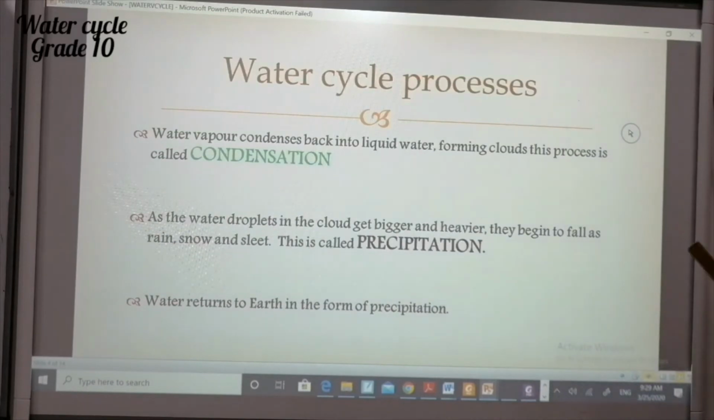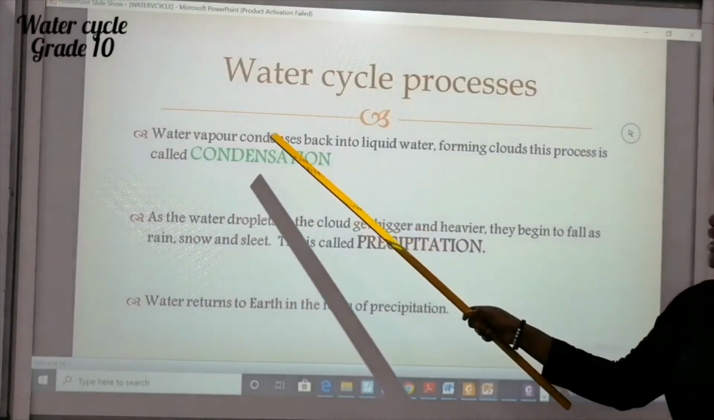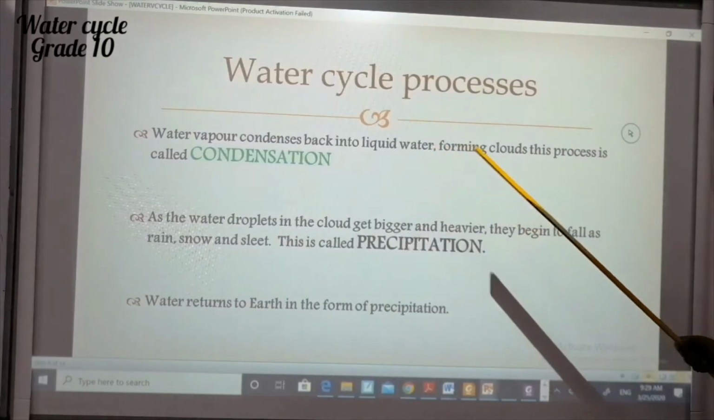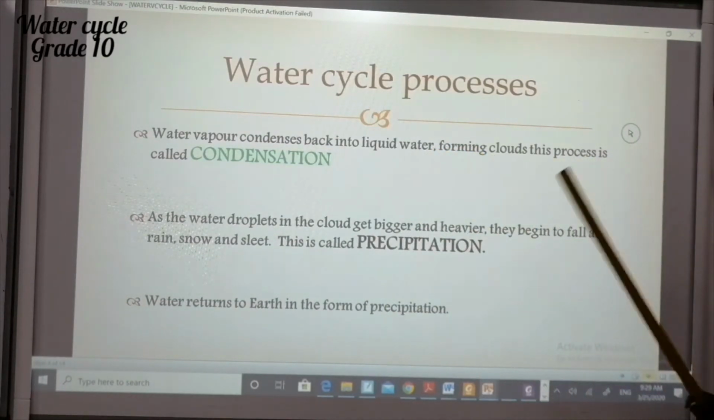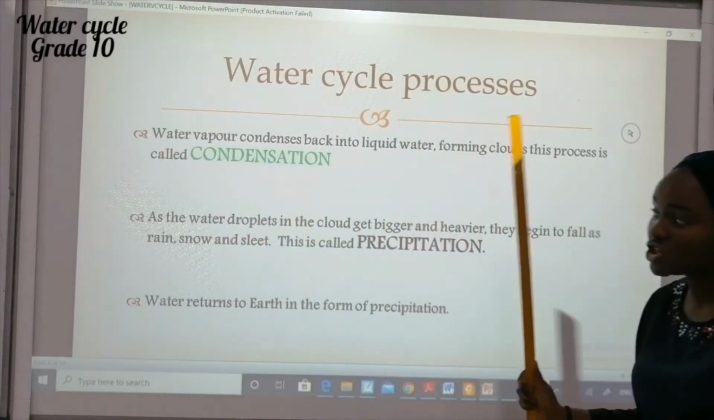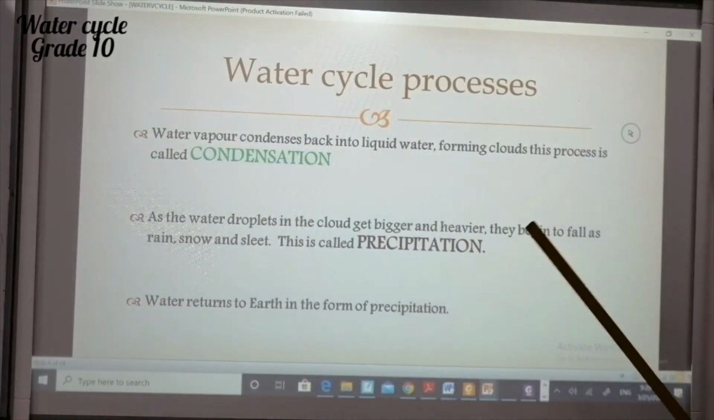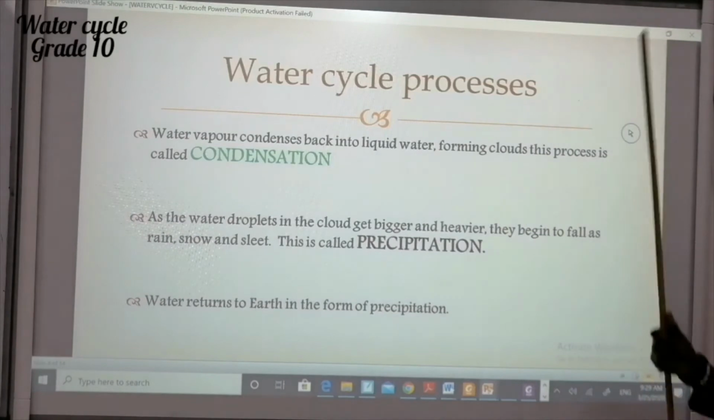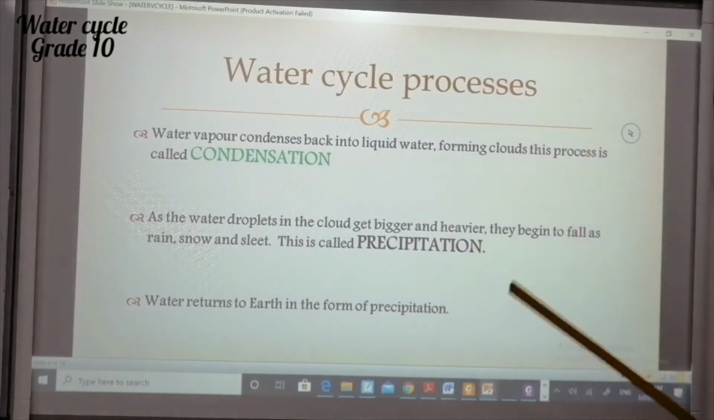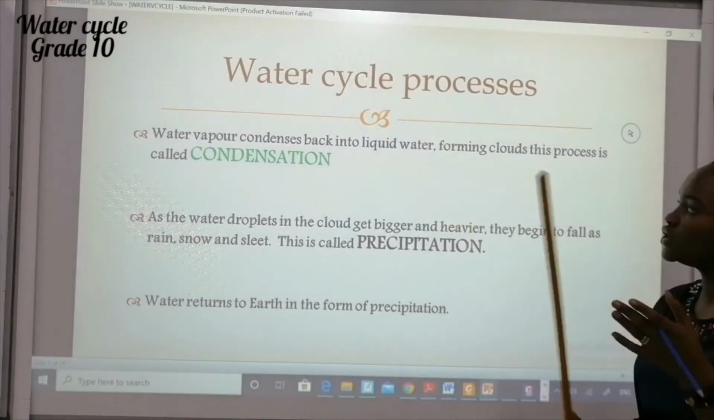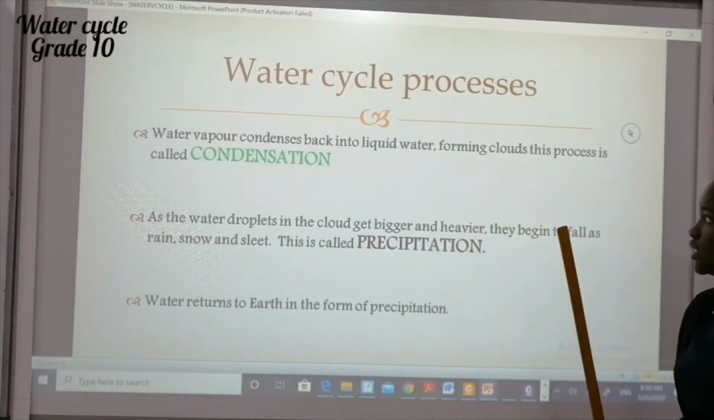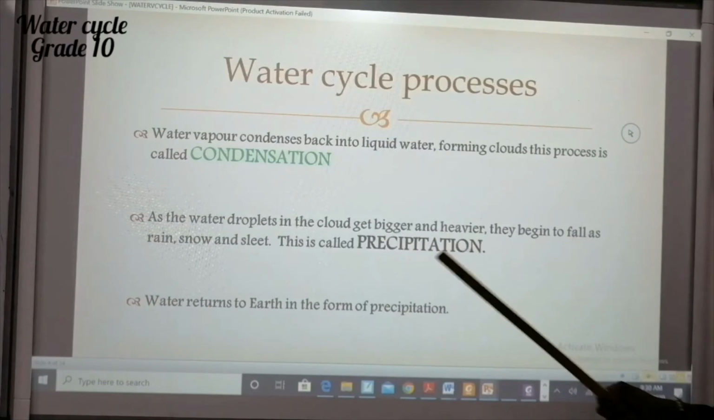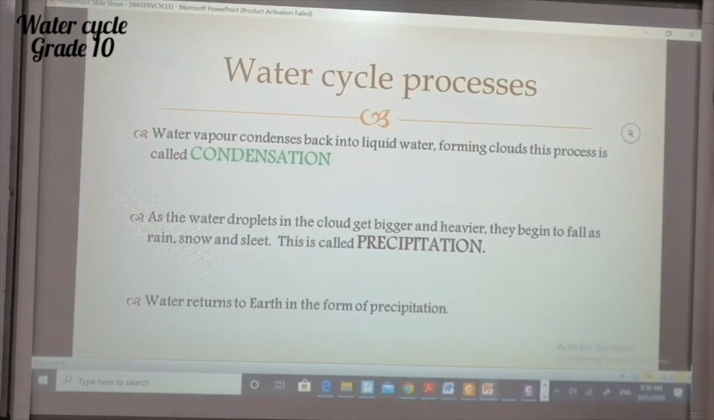So after that, what do we have? Water vapor condenses back into liquid water, forming clouds. This process is called condensation. Okay, so after the evaporation has happened, we have water vapor in the atmosphere, and when we have water vapor in the atmosphere, it condenses back into liquid. Okay, then it forms the cloud, and this process is called condensation.